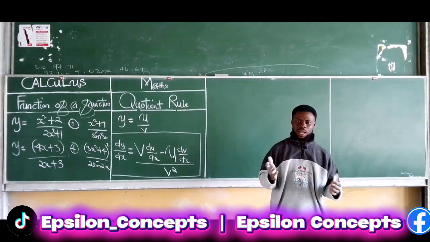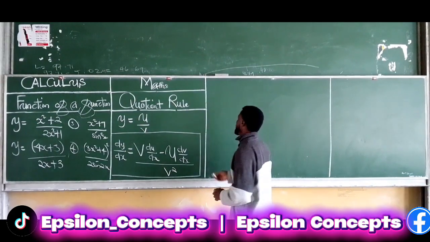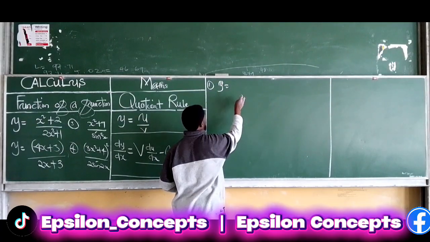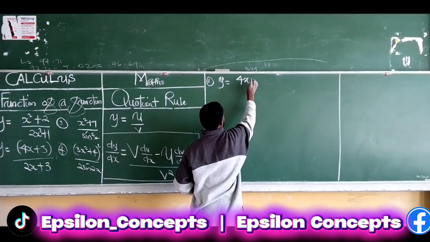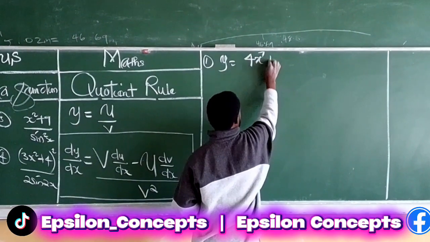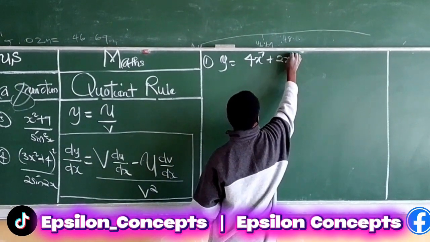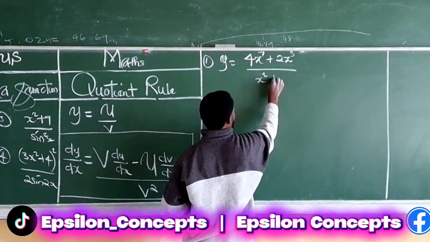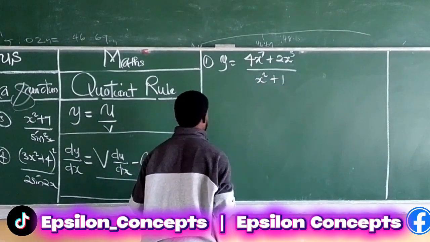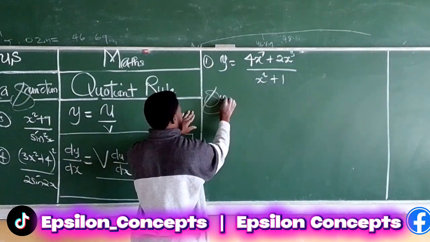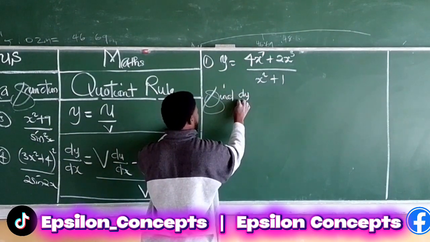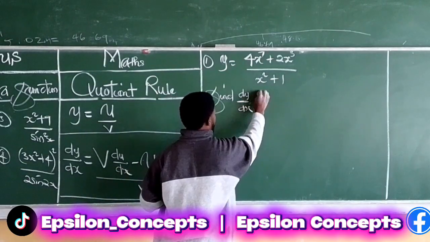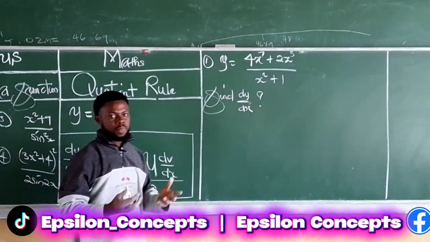Let's consider question number 1 on the board. Question number 1: let's say y is equal to 4x raised to the power of 7 plus 2x cubed, all divided by x squared plus 1. Now the question is: find dy over dx.